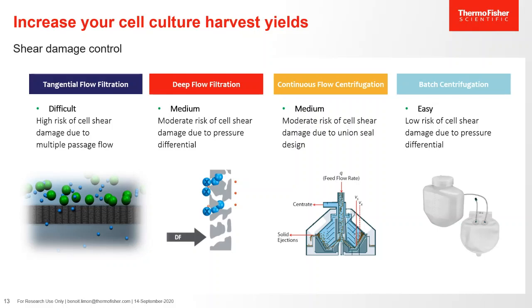In the case of the continuous flow centrifugation, we are thinking the control of the shear damage is medium, and we evaluate the risk to be moderate that the cell shear damage will occur due to the union seal design. Some shear effect might occur in the area where the rotating part is coming in contact with the static portion in the continuous flow centrifugation design. In the case of batch centrifugation, we are thinking the control is easy and the risk is low.